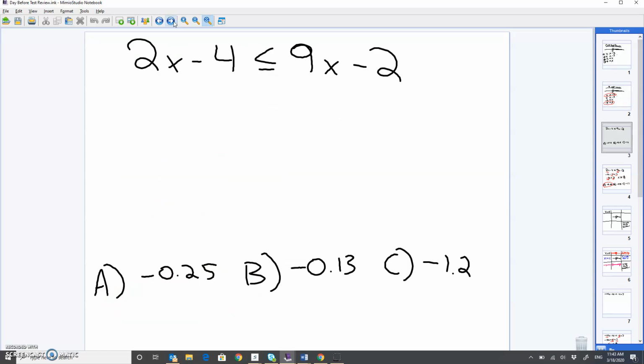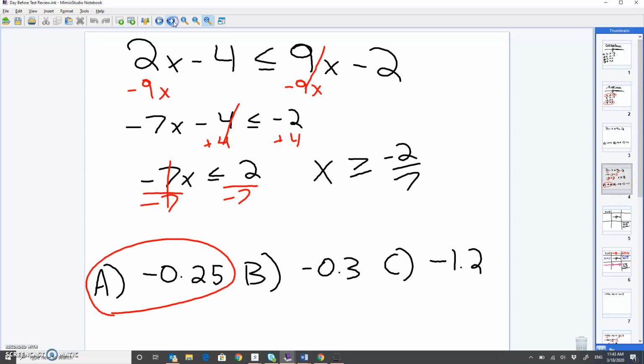For number 2, I need you to solve the following inequality and say which possible answer is correct, A, B, or C. The correct answer is A.